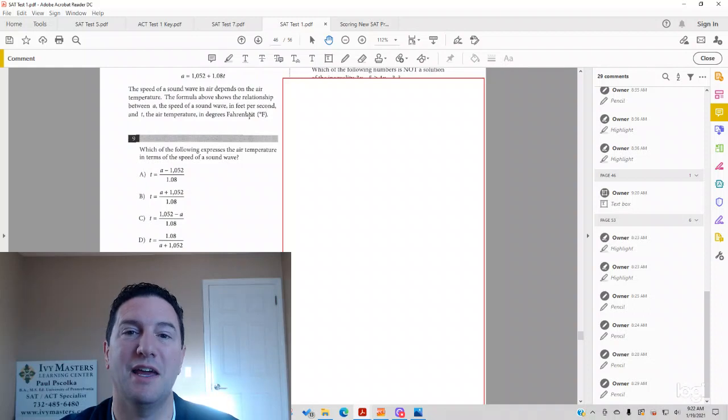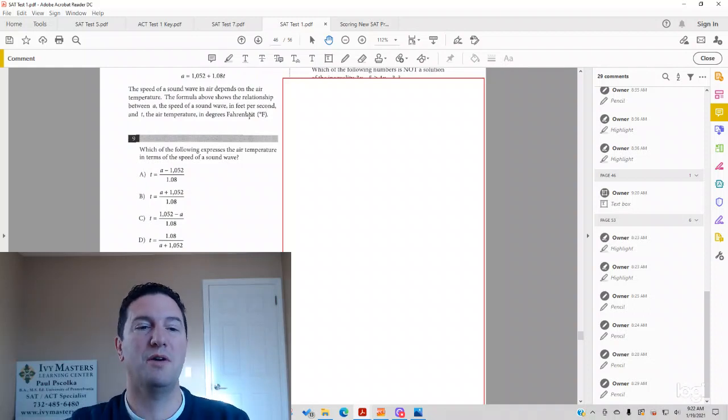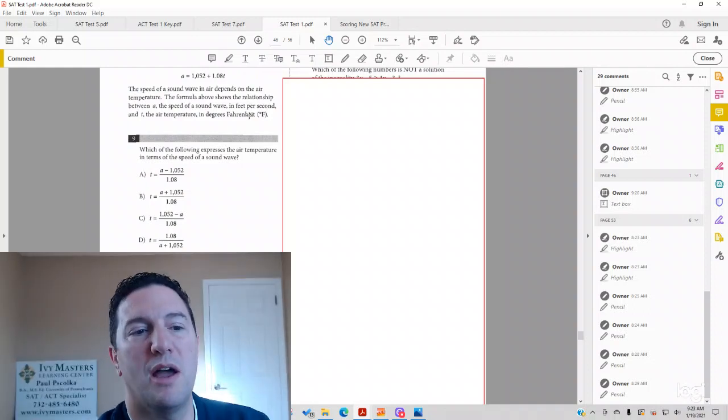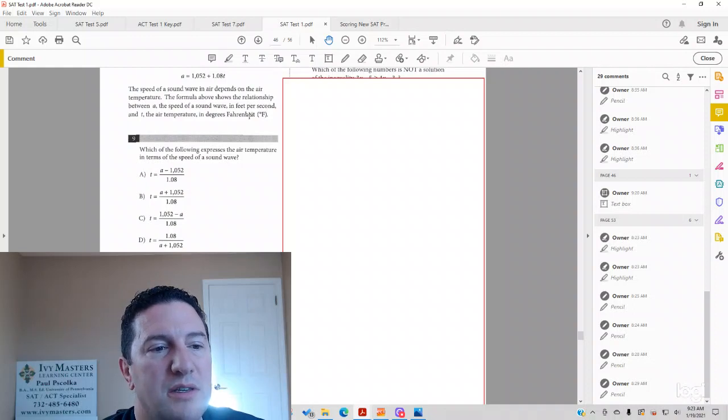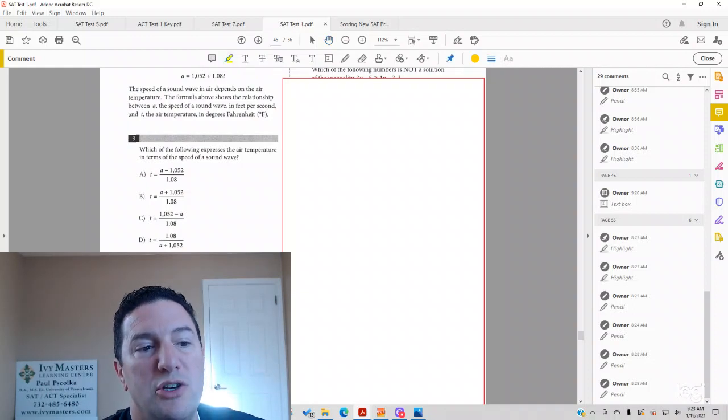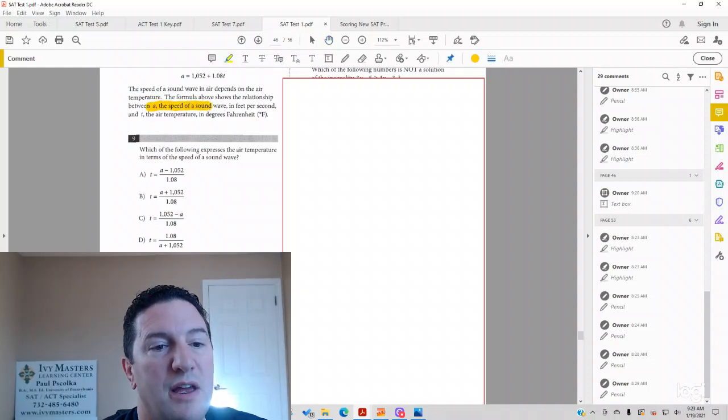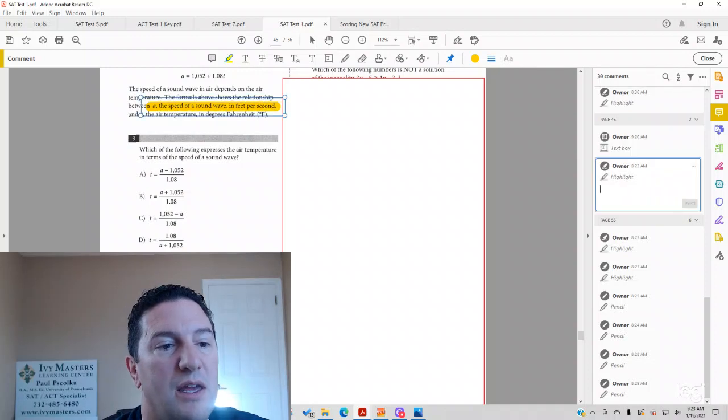And today we're going to look at Test 1, Section 4, Number 9. We got to read above Number 9 for starters, and what it says is, the speed of the sound wave in air depends on the air temperature. The formula above shows the relationship between A, the speed of the sound wave in feet per second, and T, the air temperature in degrees Fahrenheit.